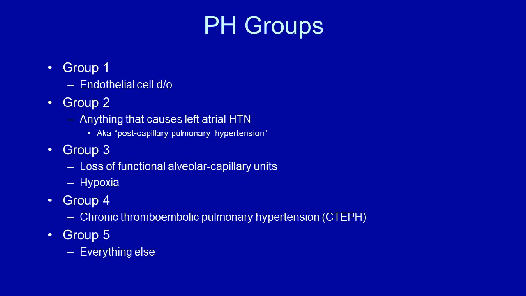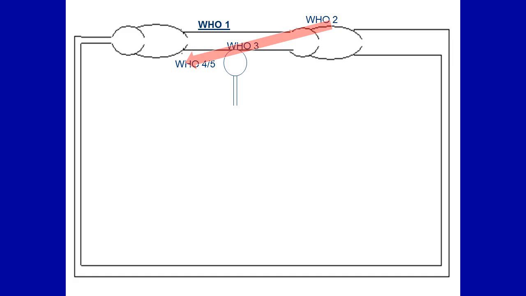Group 3 is the loss of functional alveolar capillary units, sometimes driven by hypoxemia. So this is really intrinsic lung disease. Group 4 is chronic thromboembolic pulmonary hypertension, or as many people call it, CTEPH, and Group 5 is everything else. Again, while these groups neatly cluster, it can be hard to remember the rationale for each of them and which group is which until you understand why they link them together in this order.